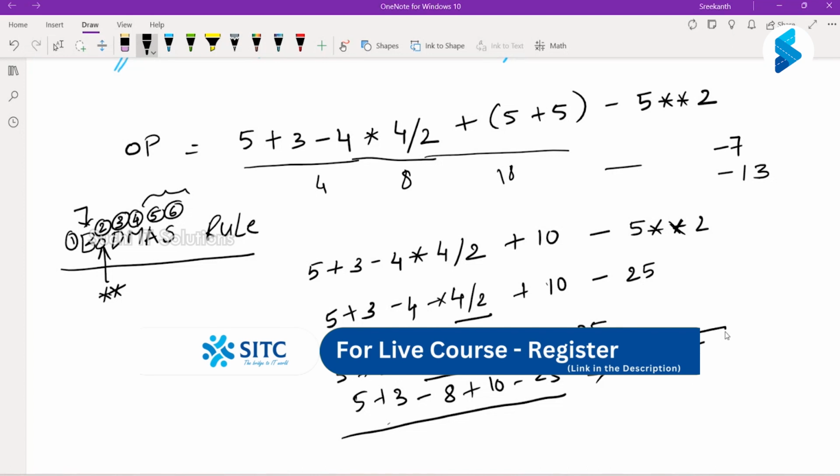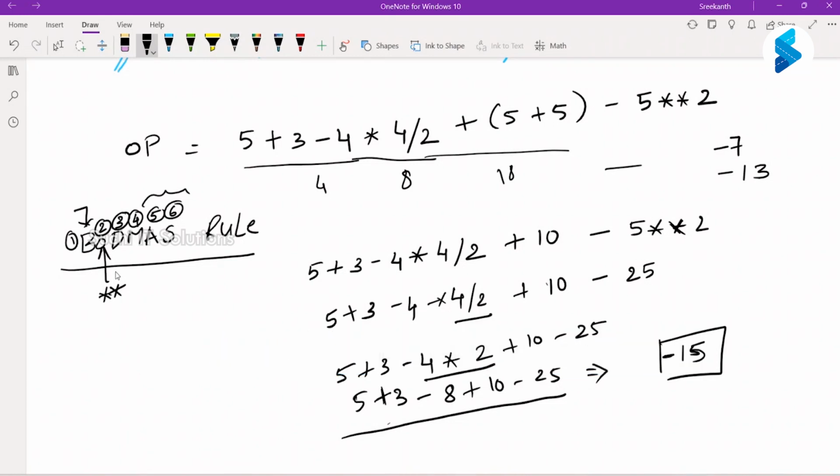Minus 15 will be the output. 5 plus 3, 8, 8 minus 8, 0, 0 plus 10, 10 minus 25, minus 15. Minus 15. Right? So you understand this rule, right? So all the mathematical operations everywhere, anywhere in the world, in any programming language has to follow this. Otherwise, fundamentally, it is wrong. Right? So it has to follow the BODMAS rule.